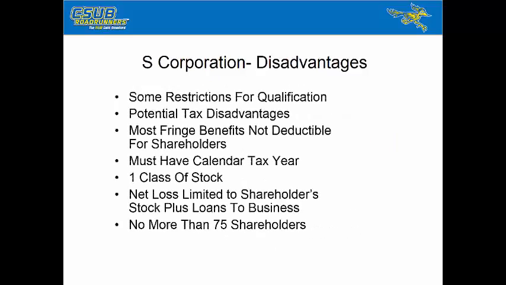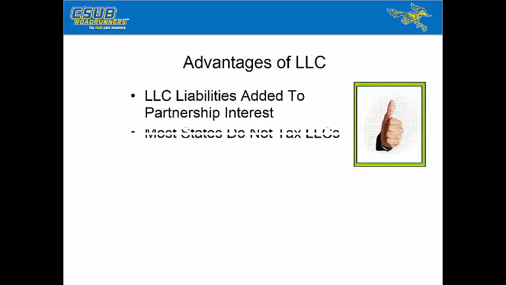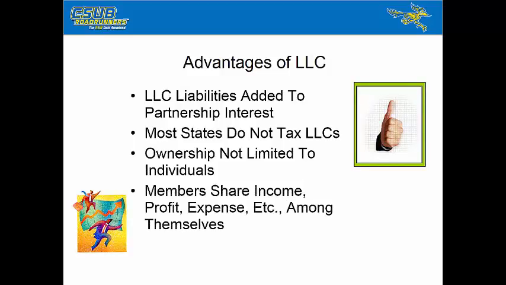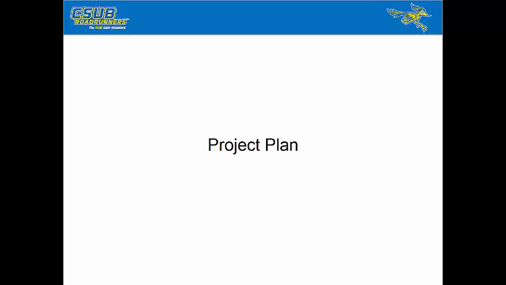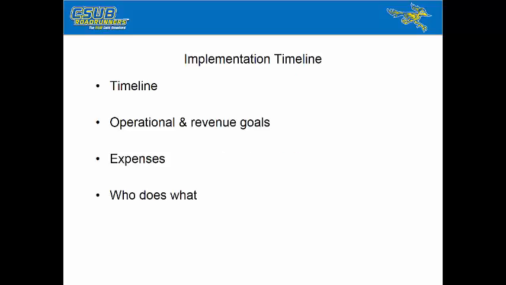So I've got several slides here on the pluses and minuses. I kind of summarized them for you already. Project plan. It's important in the implementation plan as well to have a basic project plan of what happens next. It needs a timeline. It needs operational and revenue goals. It needs basic expenses attached to it, and it needs a list of who's going to do what.